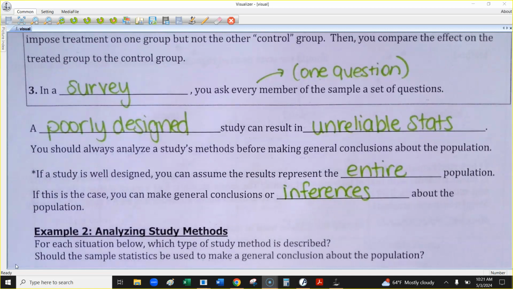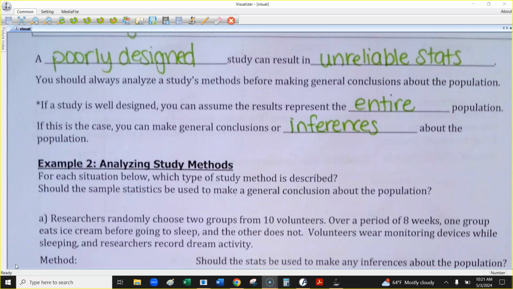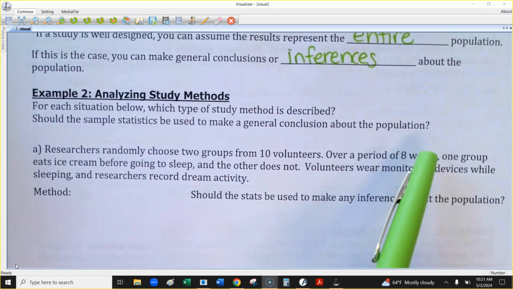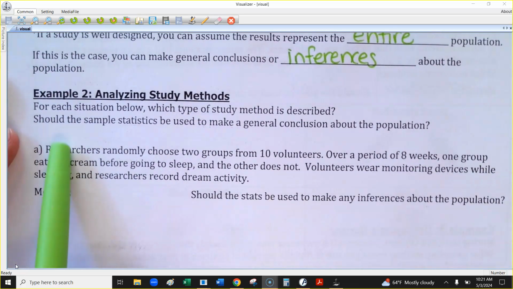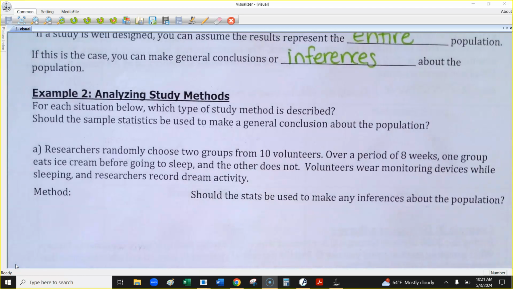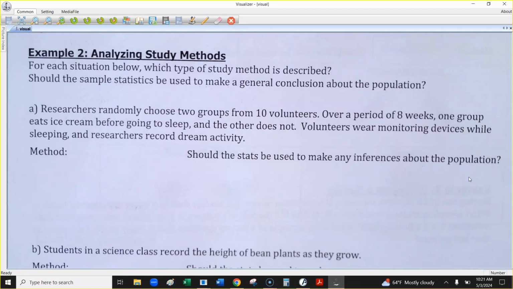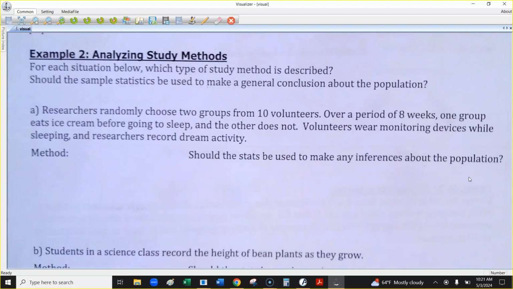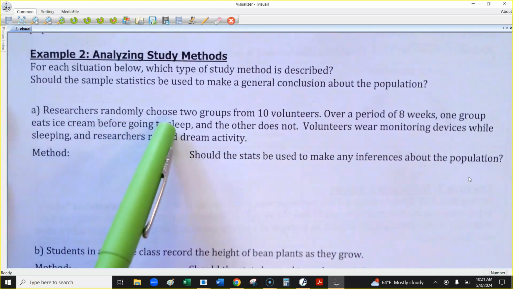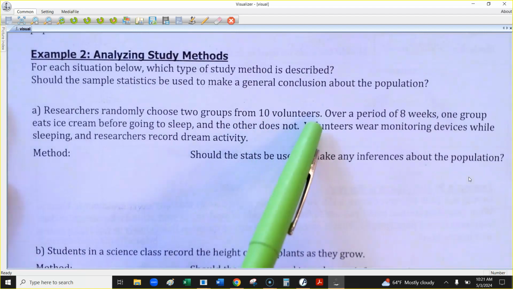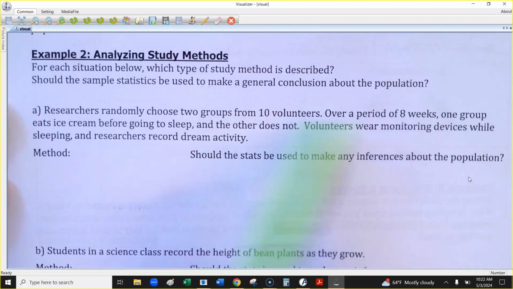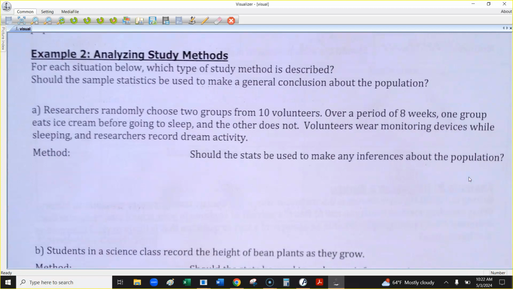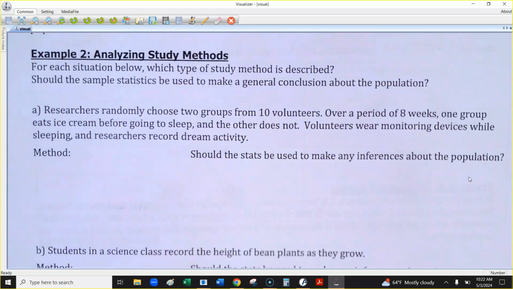Okay, so we are going to talk about the methods in these little examples. So it says for each situation, what type of study method? So the ones we just looked at there. And then should we use the results that they would gain from this information to make a general conclusion about the population? And again, you can argue probably one way or the other on all of these. So let me start with this one. It says researchers randomly choose 2 groups from 10 volunteers over a period of 8 weeks. One group eats ice cream before going to sleep, the other does not. Volunteers wear monitoring devices while sleeping, and researchers record their dream activity.